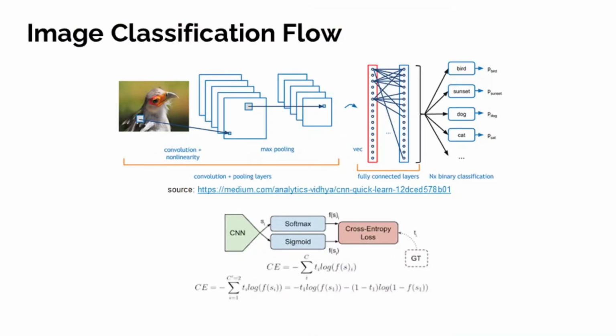And in the image classification flow, we use CNN, a deep learning algorithm mostly used for image classification. It can take an input image, assign importance, learnable weights and biases to various aspects in the image, and be able to differentiate them. So the pre-processing required in CNN is much lower compared to other classification algorithms.